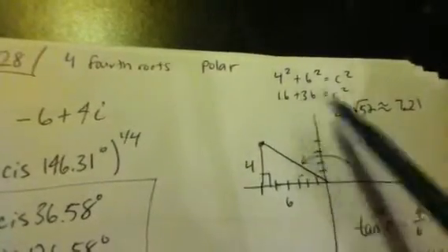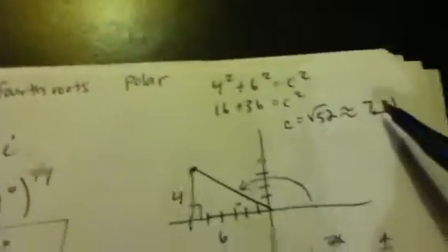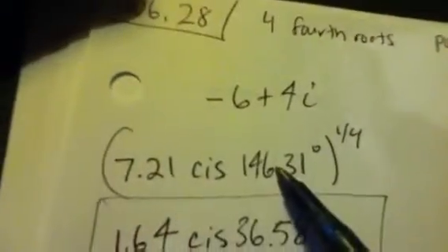So anyway, you add those, you get 52, take the square root. So that turns out to be about 7.21. So I know it's going to be 7.21 cis some angle measure.